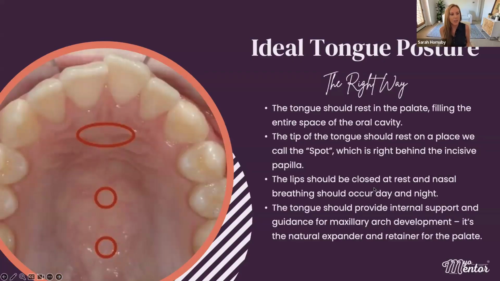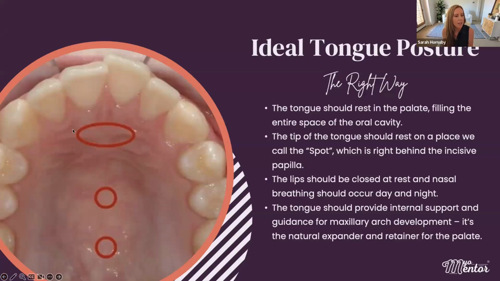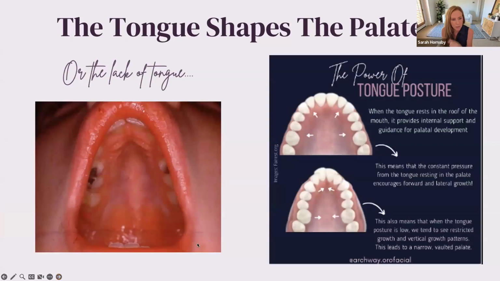So here is the ideal tongue posture. This is the roof of the mouth, looking at the top of the mouth. Oops, let me go back. And your tongue should be, the tip of the tongue should be here, and then the middle and the back need to touch. So we call this first area the spot, and that's kind of the target for the tip of the tongue. And then the second goal is to get the back of the tongue to rest at the top as well. All right, I'll move on to this picture.